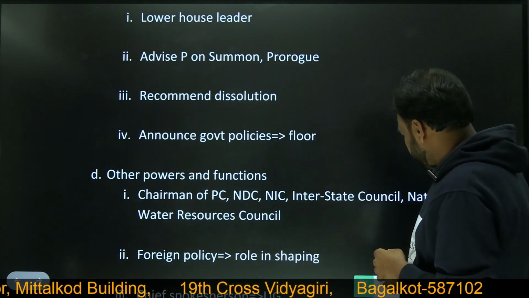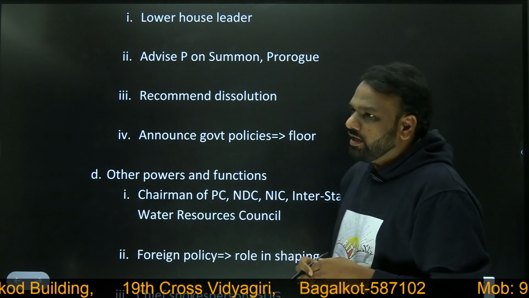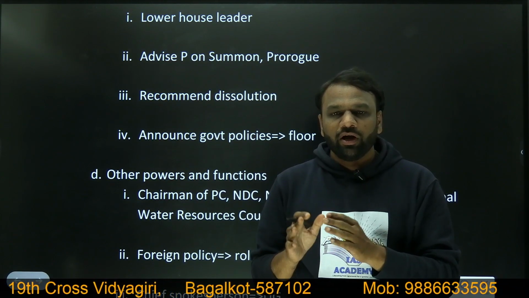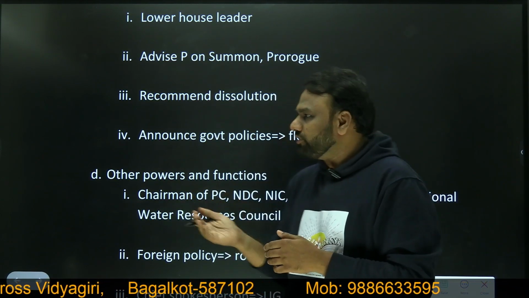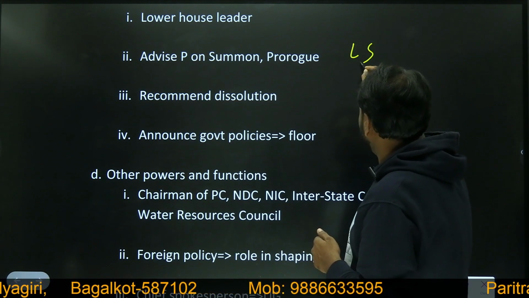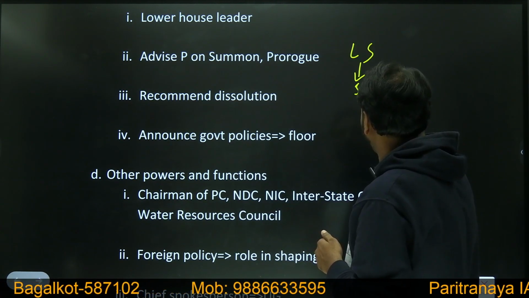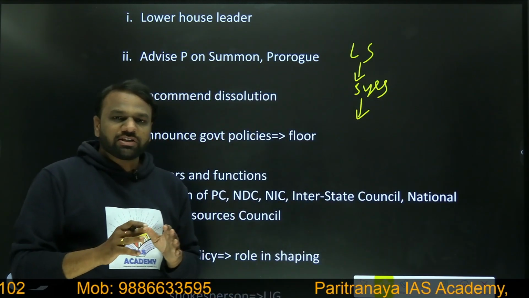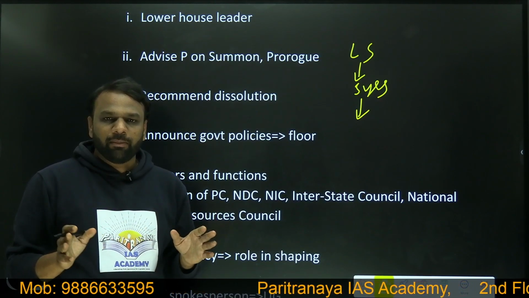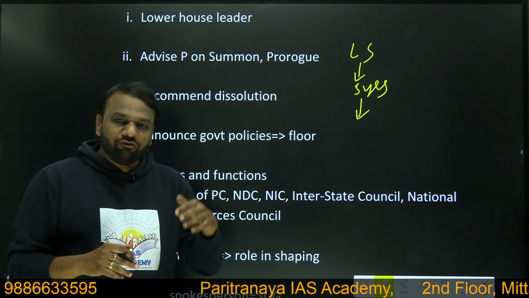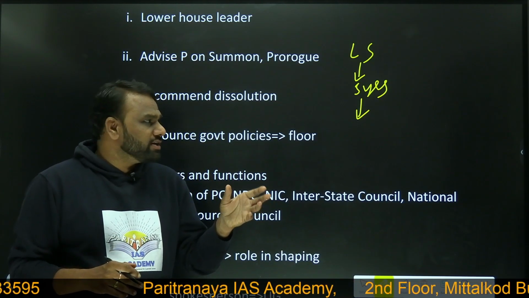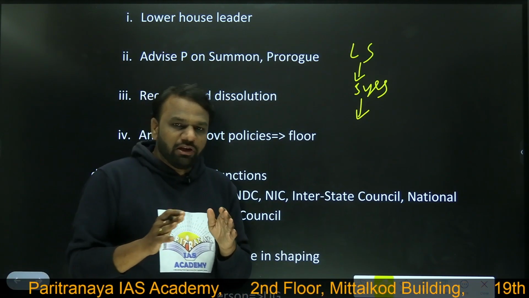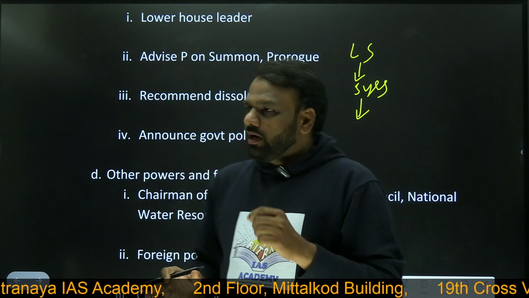Next, dissolution. We already discussed that among Lok Sabha and Rajya Sabha, Rajya Sabha is a permanent house, but Lok Sabha is a house which can be dissolved. Normally it will be dissolved after 5 years. What is dissolution? Dissolution is when all the members of Lok Sabha lose their membership. When will they naturally lose membership? After the completion of 5 years. So President will dissolve. This is one scenario.